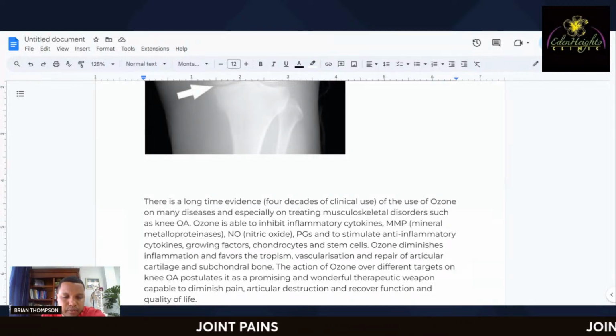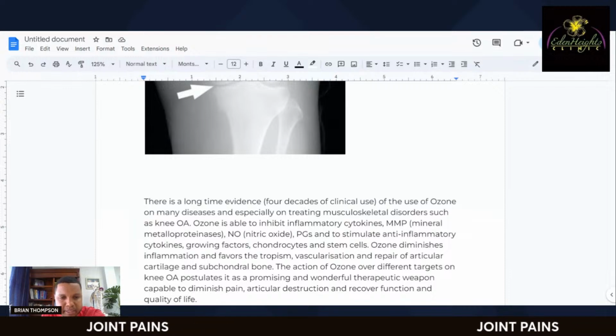But with the use of ozone, with the use of minerals, vitamins, once you can stimulate what you have already, by God's grace, you'll be able to see the before and after picture that you have up there.